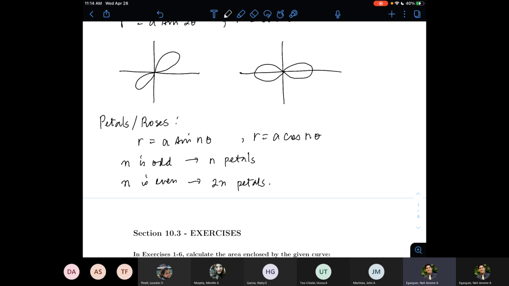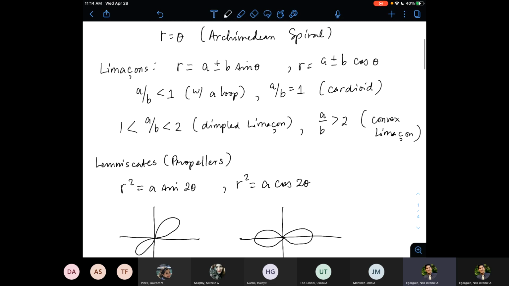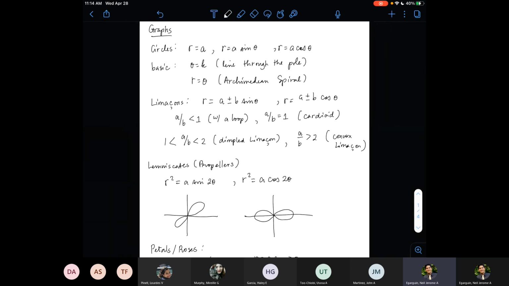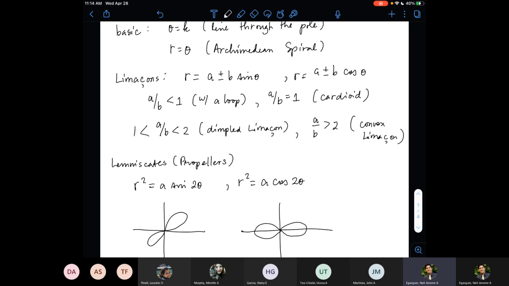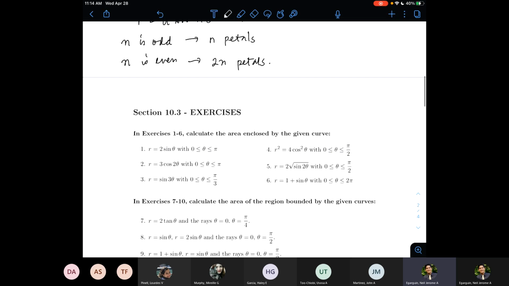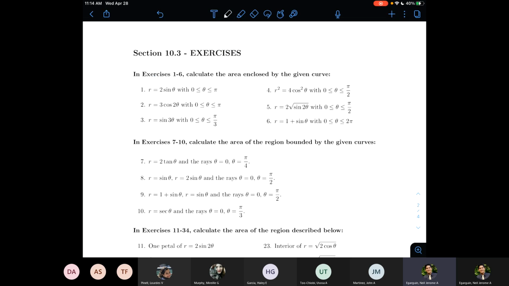So to streamline the presentation of sections 2.2 and 2.3, I will discuss sketching the graphs of these polar curves in conjunction with setting up the integral that will give us the area for some regions bounded by these polar curves. All right. Now I have worksheet number 22 uploaded just this morning, which has the exercises from section 10.3. But I'll try not to answer problems from 10.3 just to leave these exercises to you. So I have prepared some examples for us to discuss.